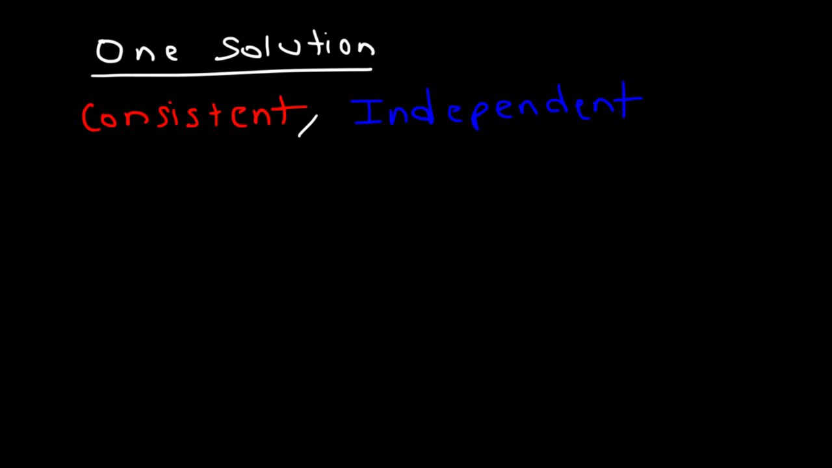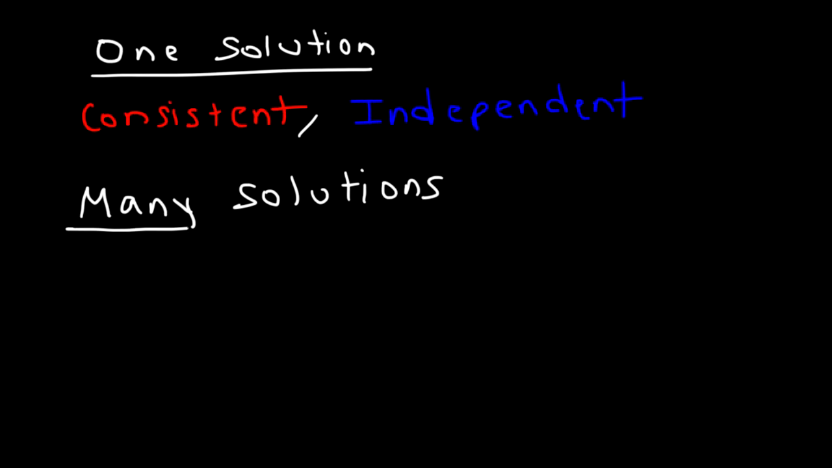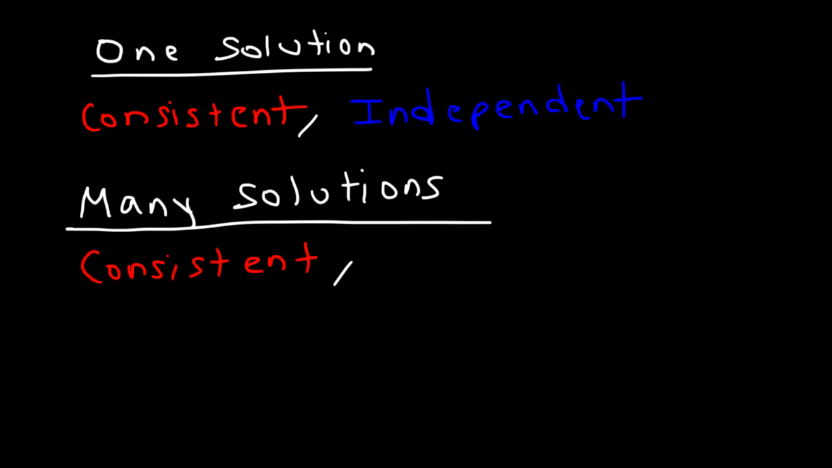Now, sometimes you might have many solutions as opposed to one solution. So if you have many solutions, will it be consistent or inconsistent? It turns out that it's still going to be consistent. Do you think it's going to be dependent or independent? If there's many solutions, it's dependent as opposed to independent.